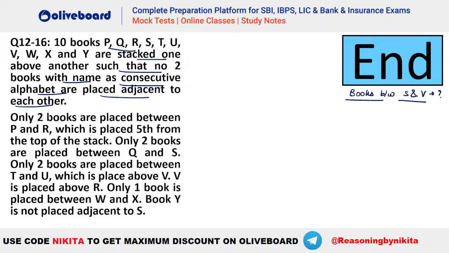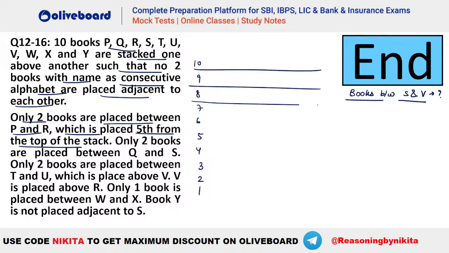So now we have only two books placed between P and R, which is placed fifth from the top of the stack. So let's say we have, okay, Devi is giving 5 as the answer. Let's see. So we have 10 books, 10, 9, 8, 7, 6, 5, 4, 3, 2 and 1. Okay, let's try the cases. Let me make the table here very quickly.